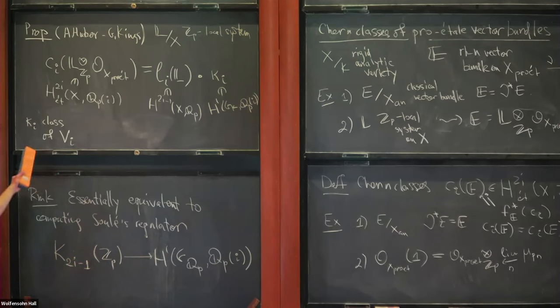And this is exactly the kind of statement we're trying to make here, if you think about it in the universal case. And basically it amounts to proving that Soulé's regulator coincides with the regulator defined using these Lazard classes.